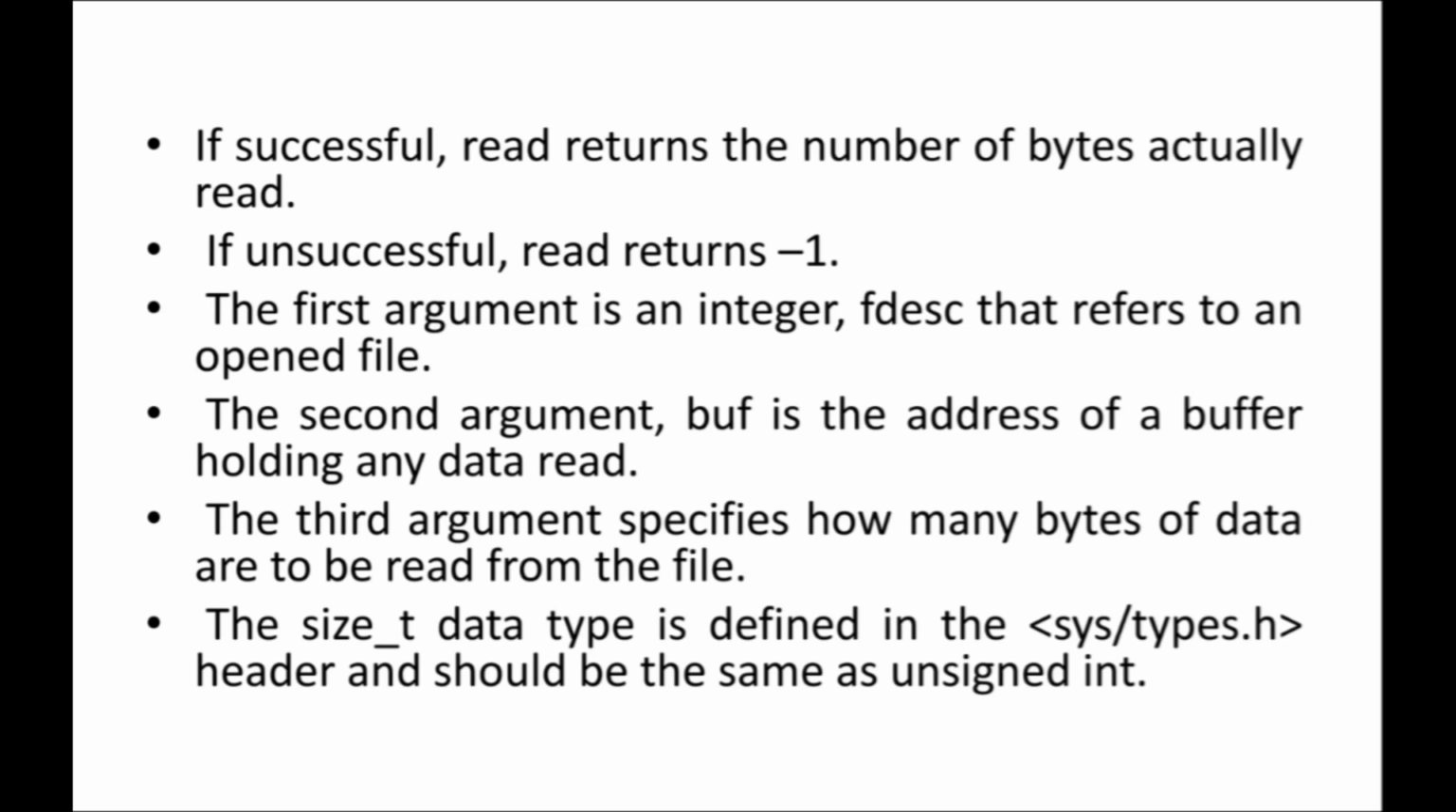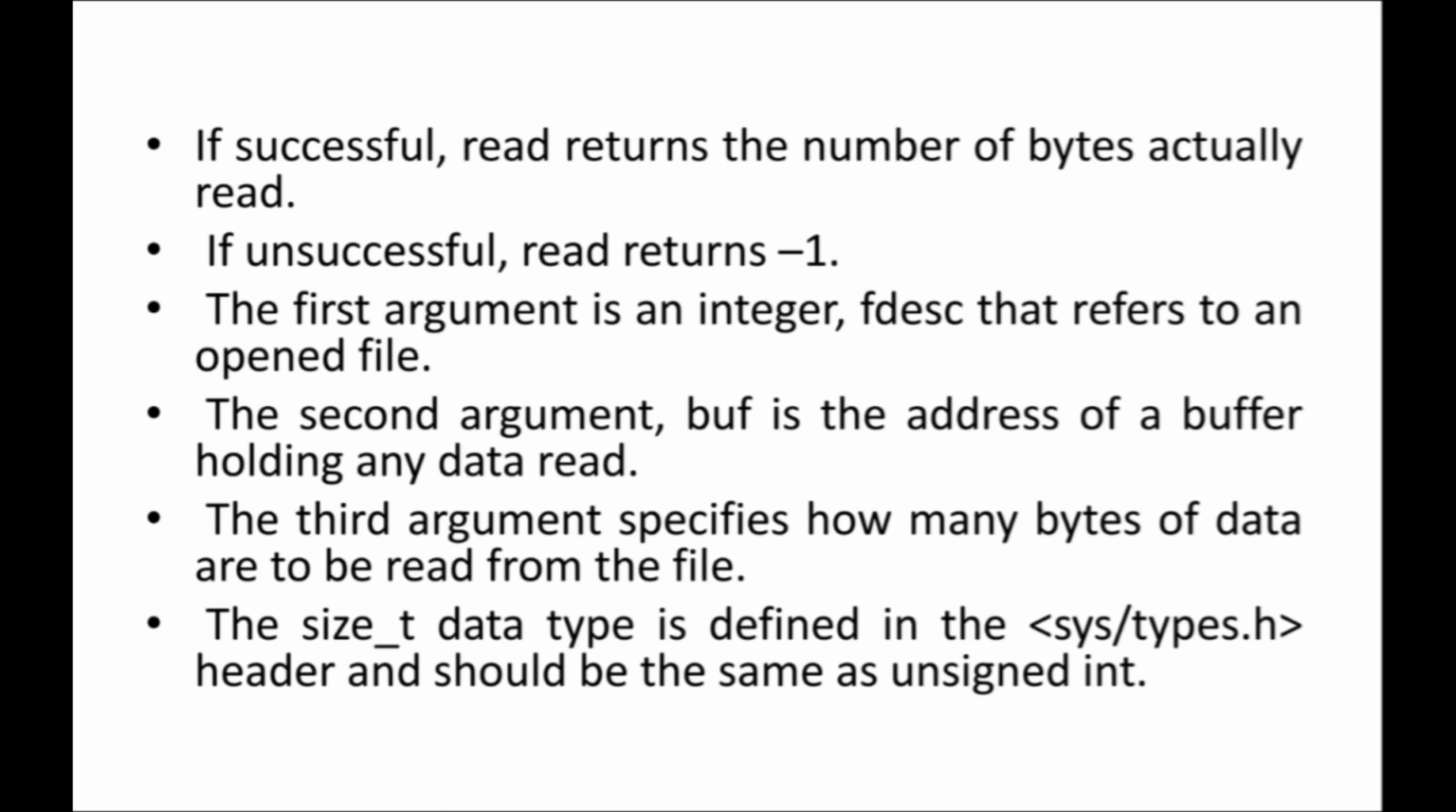The first argument is an integer. You know that file descriptor is an integer that refers to an open file. So file descriptor acts as an address to the file. Getting, guys? Once I know the address of the file, I can start reading. That's why file descriptor contains the integer value, that is the address of a file, that is the inode number of a file.